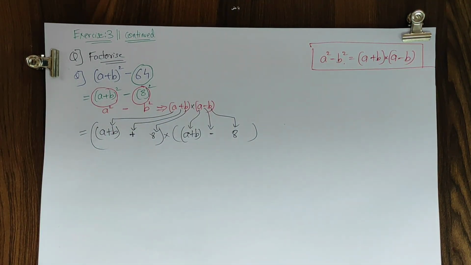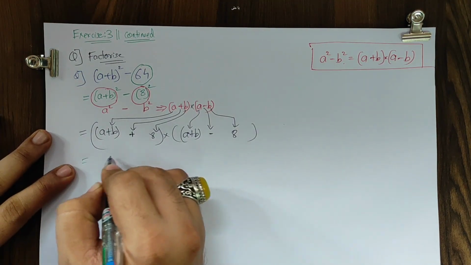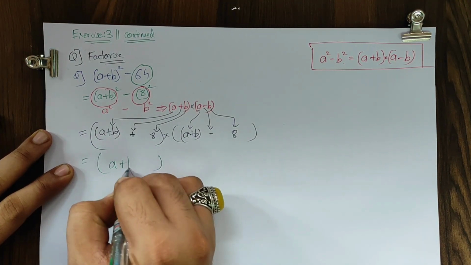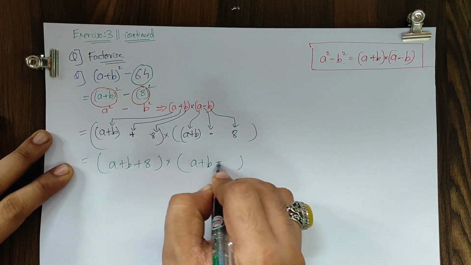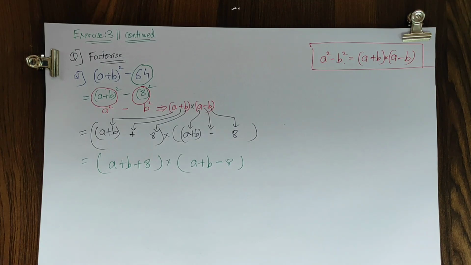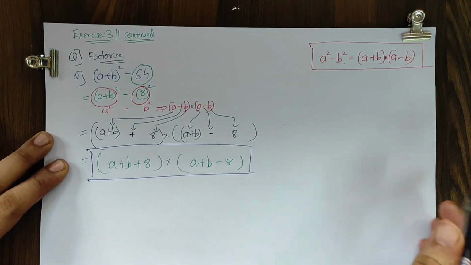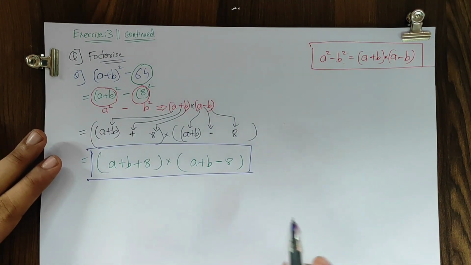So the final answer would be, if I open up the brackets, (a plus b plus 8) multiplied by (a plus b minus 8). And I'll put this in a box, please. Pause the video, please. Do it fast.